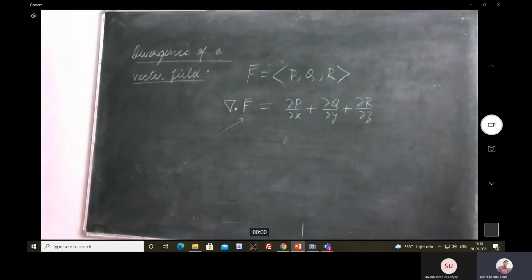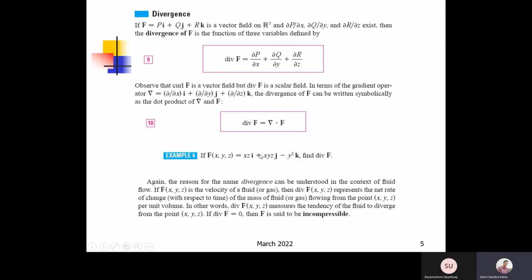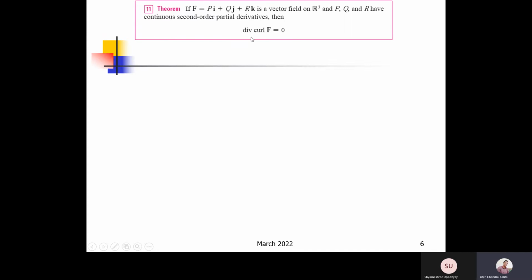There is a very straightforward consequence of this, your divergence. This you can easily find out. No, I don't have to find it out. It's pretty straightforward from this definition. So this one is also pretty straightforward: divergence of the curl of any vector field is 0. Divergence of curl of any vector field is 0.